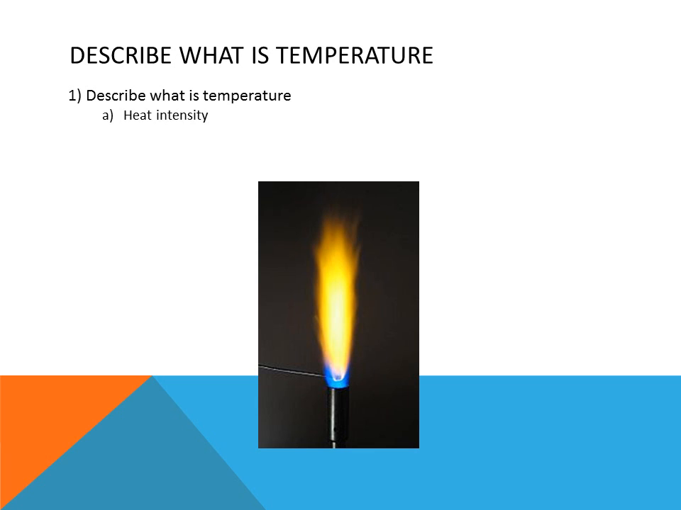So this leads into temperature. We talked about heat energy, and when we look at heat energy, a lot of times we talk about the capacity of heat, the amount of energy that is there. But temperature is the measurement of its heat intensity. An example of heat intensity is how much heat is concentrated in a certain area.